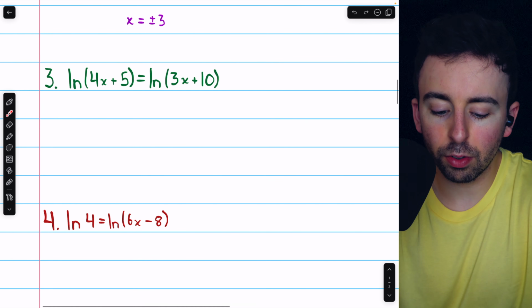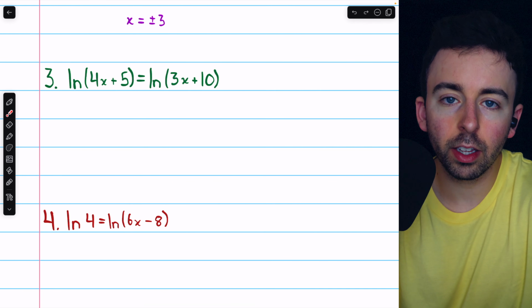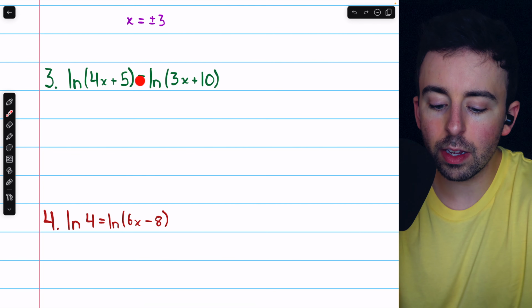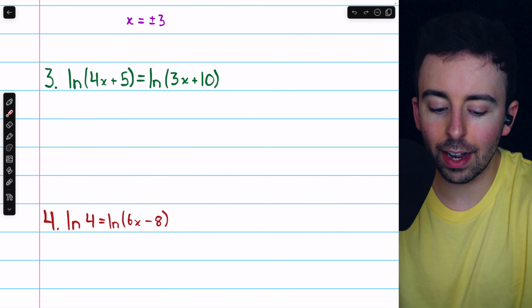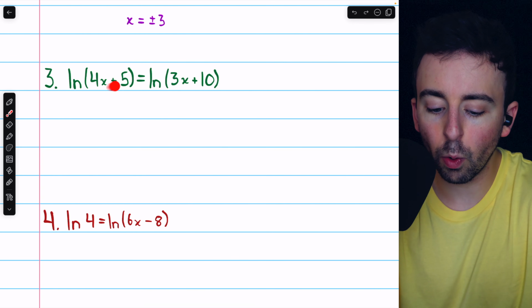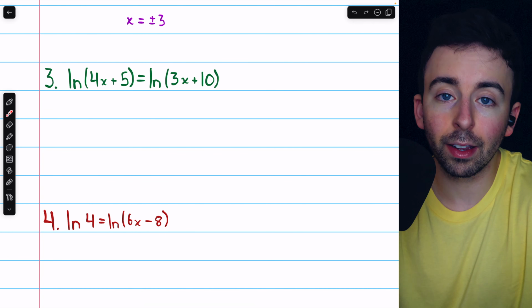Moving on to the third exercise, we have the natural log, which is a log base e, the natural log of 4x plus 5 equals the natural log of 3x plus 10. Both of these logs have a base of e, so if they're equal, their inputs must be equal. So 4x plus 5 must equal 3x plus 10.